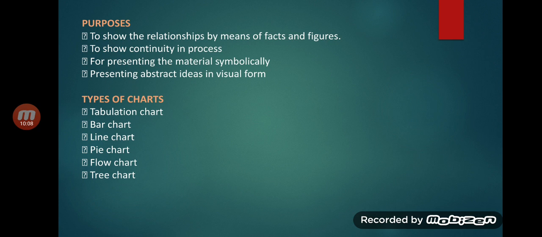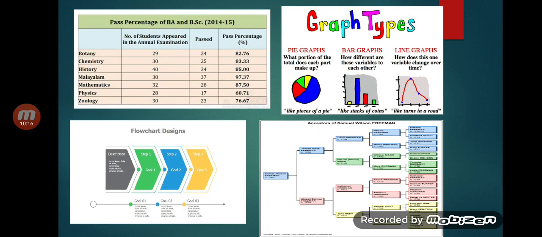Again, here also there are types of charts: tabulation chart, bar chart, line chart, pie chart, flow chart, and tree chart. These are different kinds of chart. The first one is tabulation, then the next picture shows types of graph: pie chart, bar graph, line graph, as you can see from here. Then the flow chart is the third one, and the last one is called the tree chart.